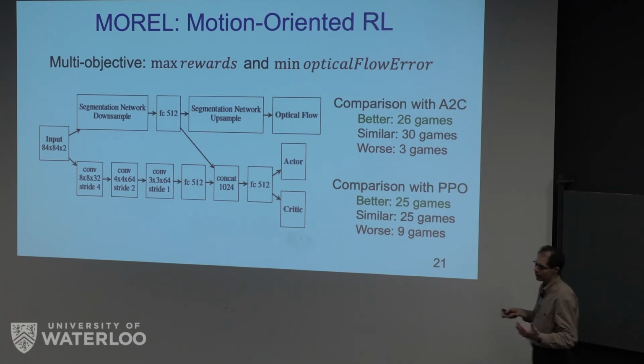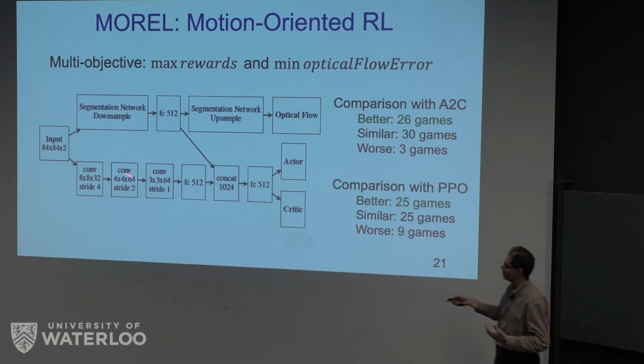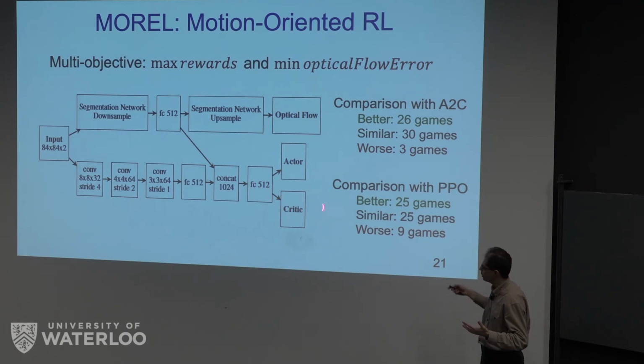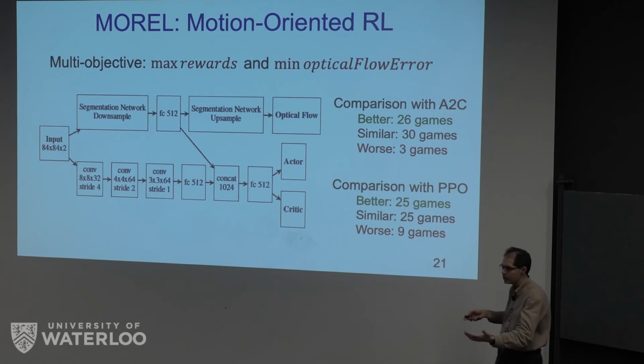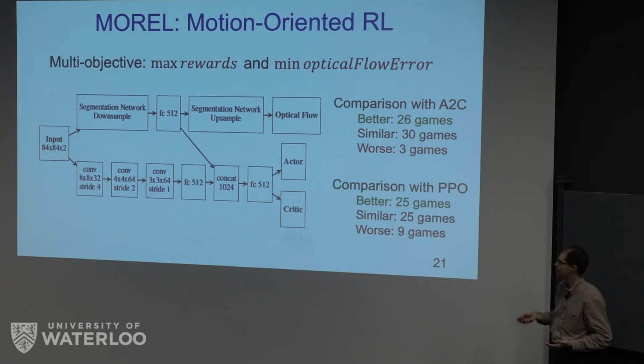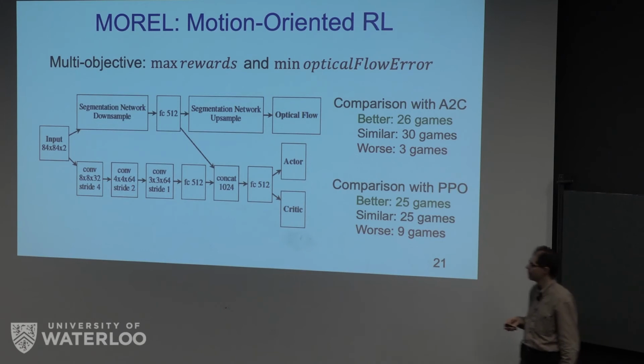And now we did a comparison between a regular reinforcement learning technique, which would just be the bottom part, versus having the top part with this link here that essentially feeds in additional information. When we compared our augmented version versus just the baseline with A2C, we ended up doing better on 26 games, about the same on 30 games, and worse on 3 games. With PPO, we were better on 25, similar on 25, and worse on 9 games.